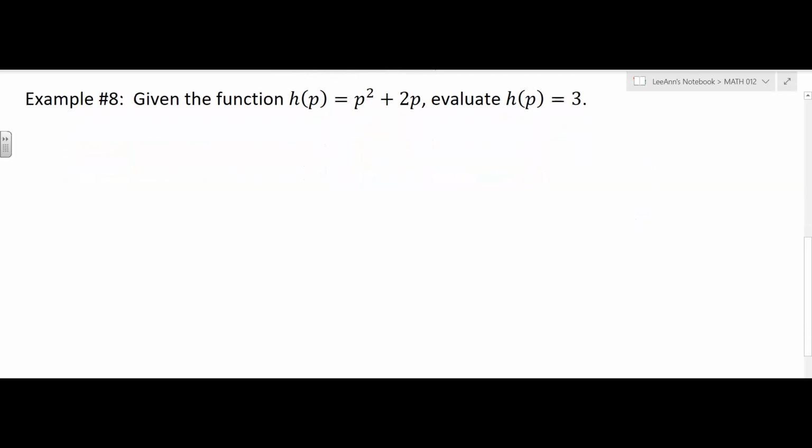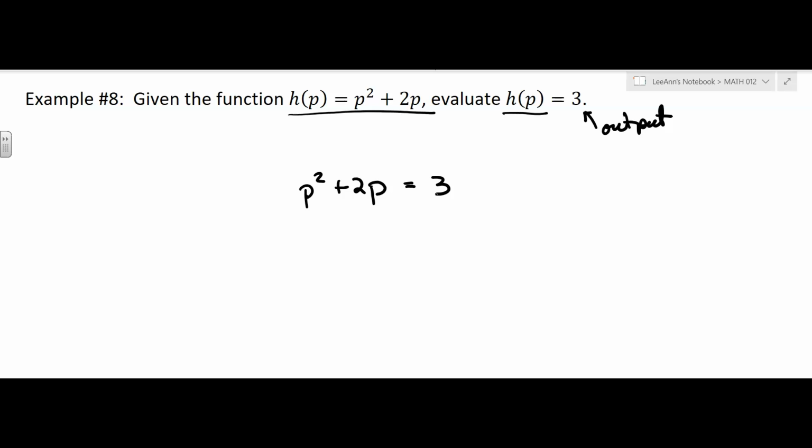Now in example 8, they want us to find h of p. Well, no, they give us h of p. h of p equals 3. So they give us the output. This is an output, and we have to find the input. So we're going to take what h of p equals, p squared plus 2p, and set that equal to 3. So they told us what h of p was, the output, and now we have to figure out what p matches with that output.